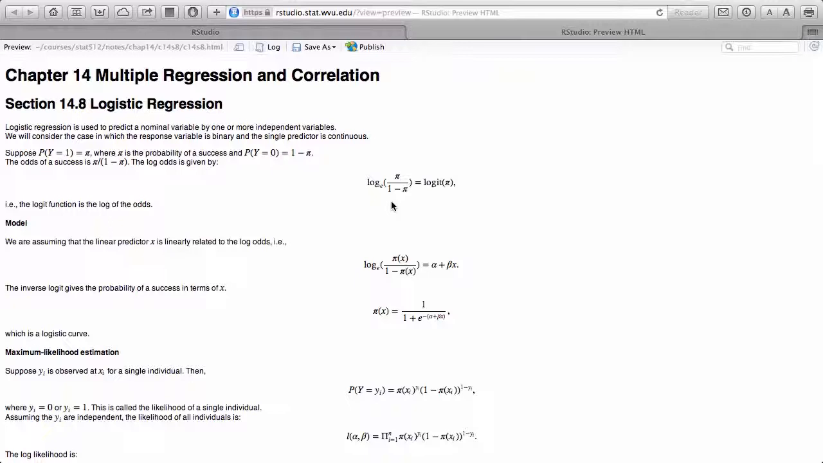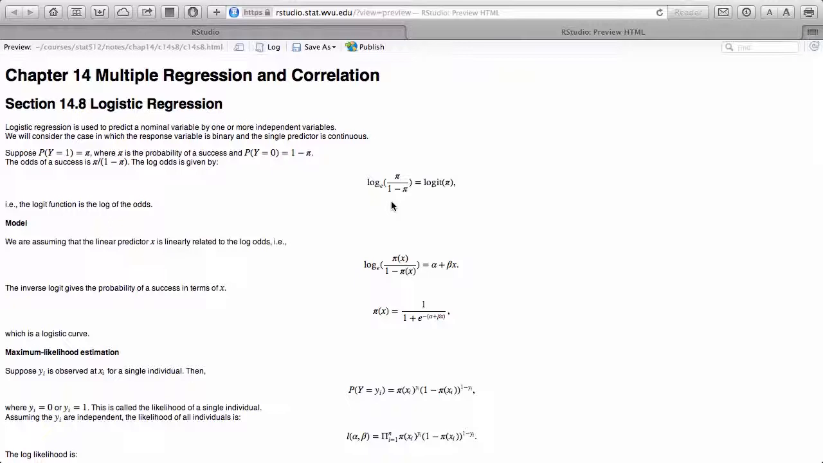Now, in biological assay experiments, we do a slight variation of this. It's called the Probit. It's based on normal theory. It's based on the S-curve of the normal distribution. This is also an S-shaped curve.